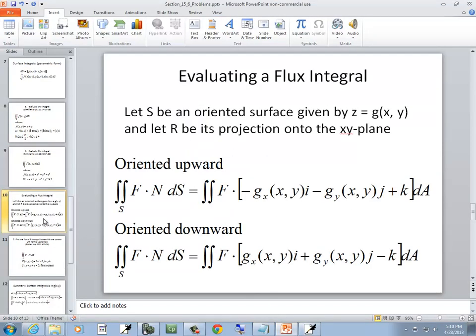Now, these are the instructions on how to evaluate a flux integral. And the book describes what flux is used for in physics, and we're not going to go into that. We're just going to look at how to find it. In physics, you'll go into that in detail of how do you apply this.